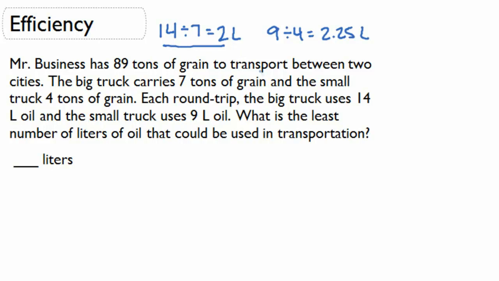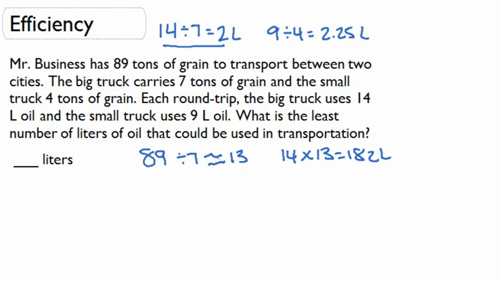ton of grain. So if we wanted to use it as much as possible and we took our 89 tons and divided by 7, we would need to use 13 trips, although the 13th trip the truck would not be completely full. So that would mean that we would use up 14 times 13, which is 182 liters of oil. That would be if we only wanted to use the big truck.